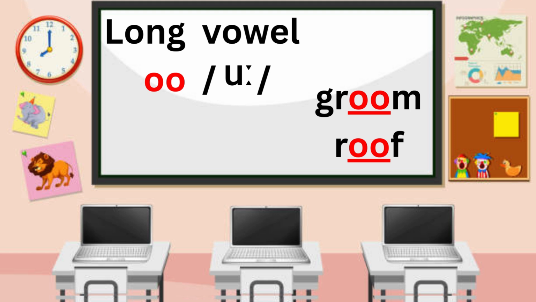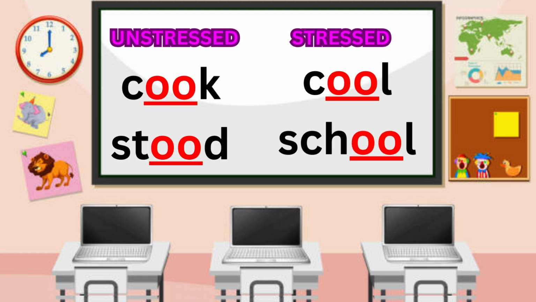3. The short vowel is pronounced without a stress, while the long vowel is pronounced with a stress. Let's look at this example: cook and cool, stood and school.